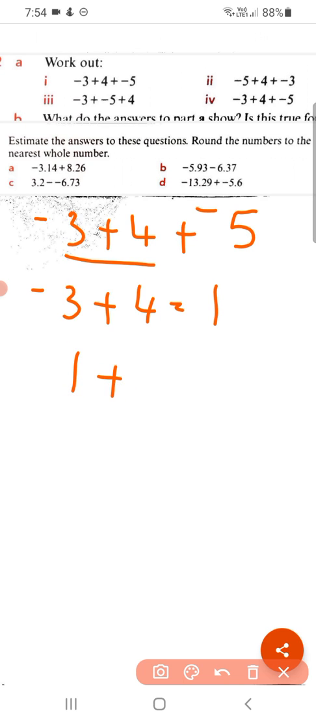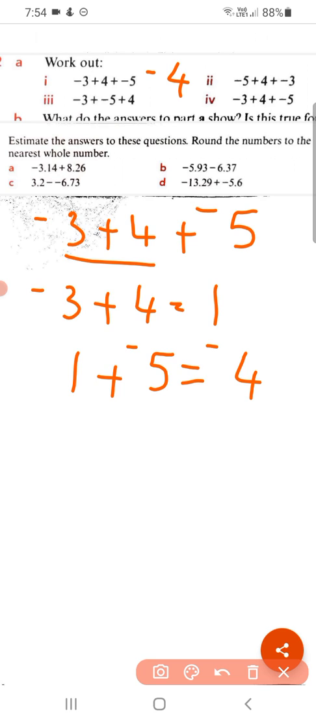Now 1 plus negative 5. Negative 3 plus 4 is 1, that is the sum of negative 3 and 4. Then that sum plus negative 5. Here also we are adding two numbers with different signs. So subtract the numbers, 5 minus 1 is 4, and put the larger number's sign, that is negative. So our answer is negative 4.